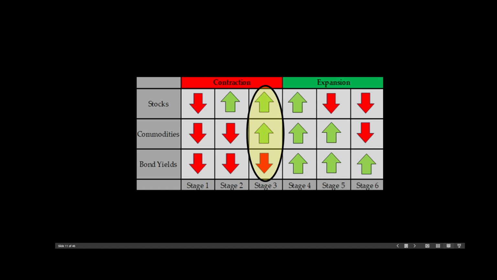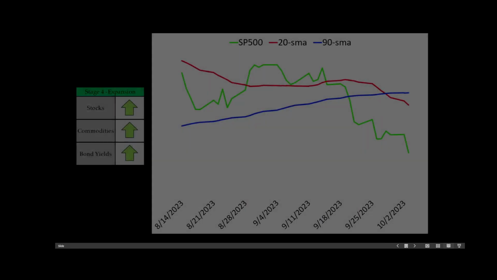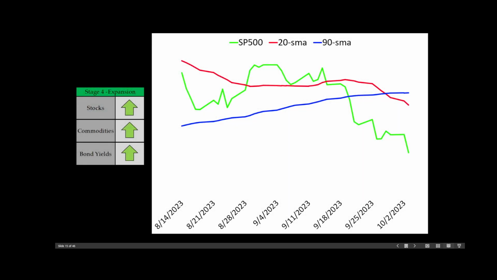We then move to the expansion cycle of the business cycle, where all 3 markets, stocks, commodities, and bond yields, are all moving to the upside. That's followed by stage 5, where stocks turn to the downside, but commodities and bond yields are still pointing higher. And then finally, the conclusion of the expansion stage, when stocks and commodities are moving lower, however, bond yields are still moving higher. So let's take a look at some historical data.